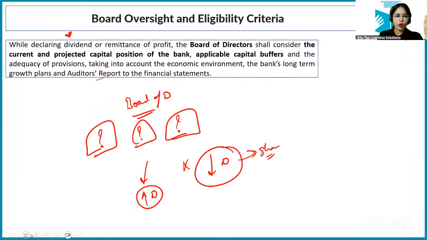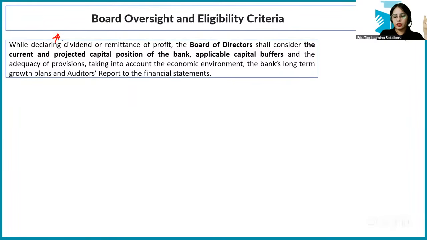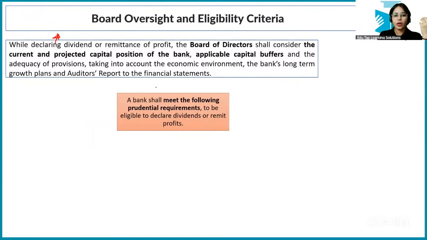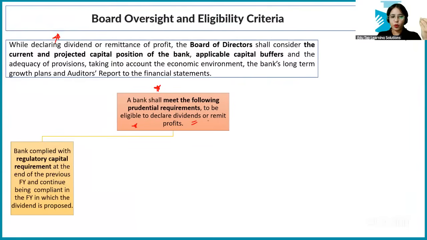So the auditors' report, on the basis of all of these, the bank decides its dividend. Now, a bank shall meet the following prudential requirements to be eligible to declare the dividend. So these criteria have to be followed. The bank complied with the regulatory capital requirement.